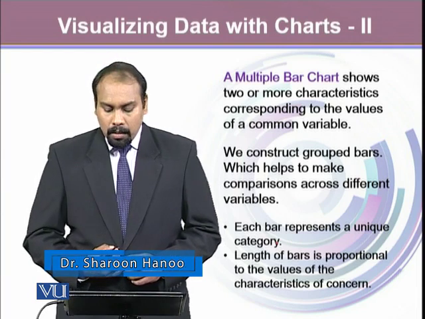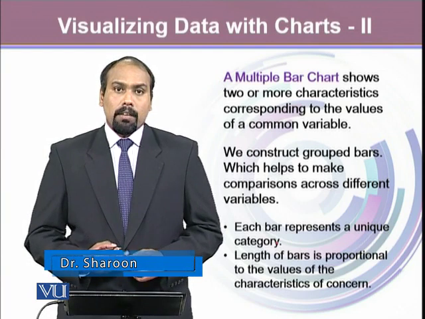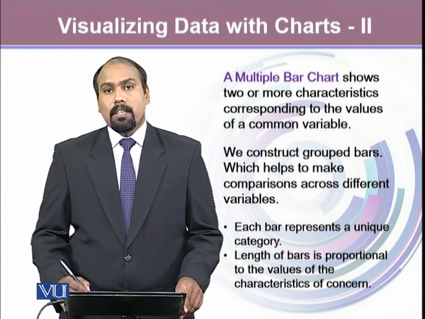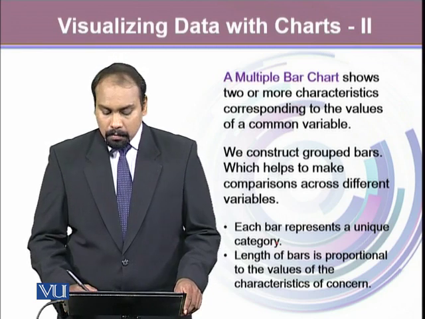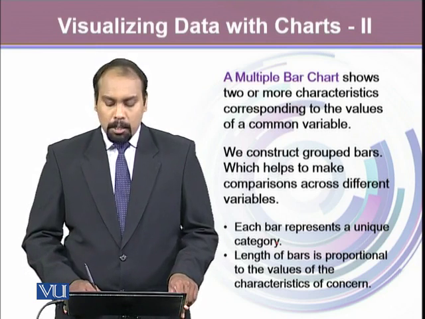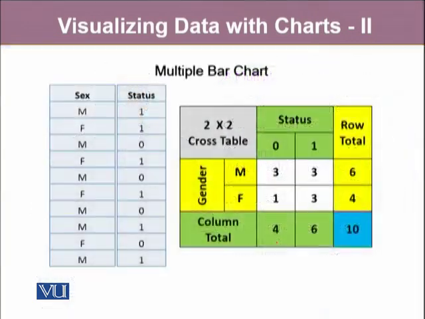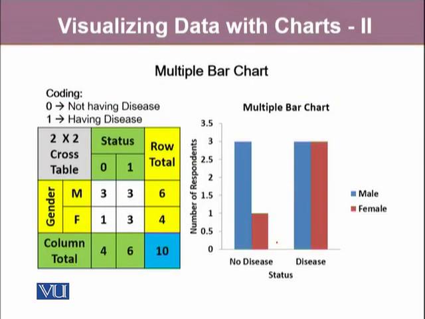Multiple bar charts are grouped bars where each bar will represent some category of our variable. Over here, each bar represents a unique category, whereas the length of bars is proportional to the values of the characteristics of concern. Let's take the example where we have two qualitative variables, sex and status, and we already have constructed a cross table using these two variables. We will further be using this table to construct a multiple bar chart out of it.